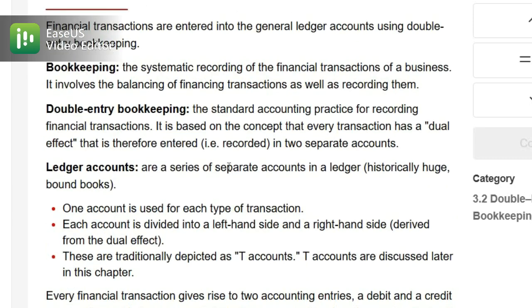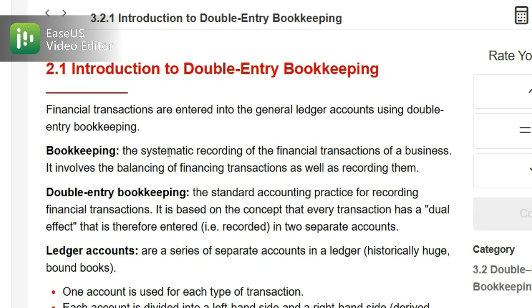You have to understand why this matters. Double entry bookkeeping makes sure that your records are accurate, meaning there is no missing money. Balance means everything checks out and is reliable, so you can trust your accounts. It's like having a safety net. Every transaction is cross-checked automatically. So this is all about the introduction to double entry.